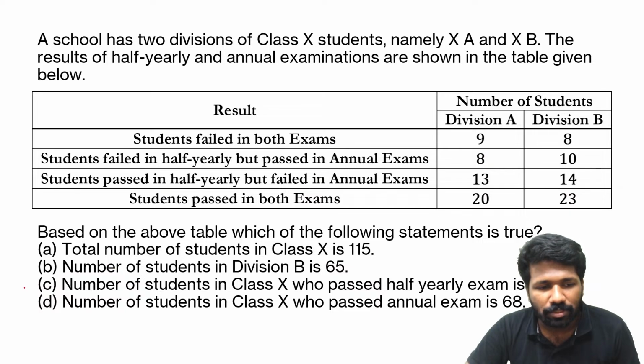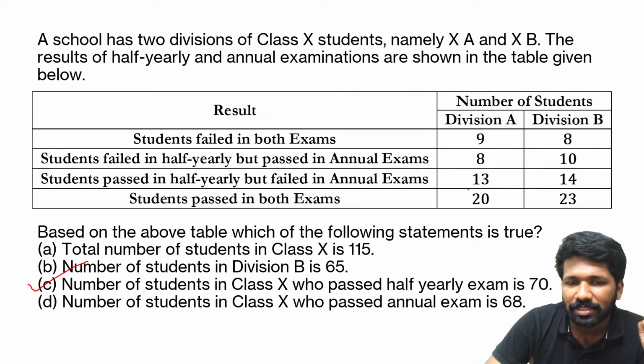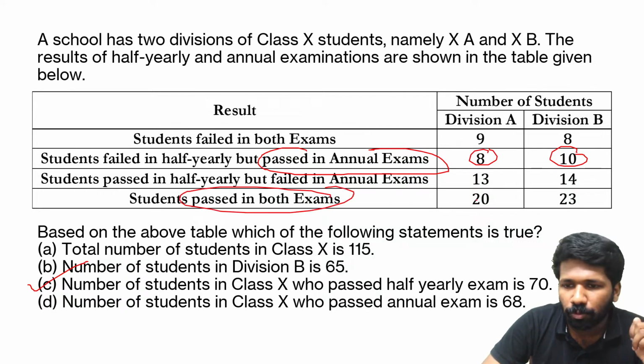But let us analyze option D also. Number of students in class 10 who passed the annual exam. Passed the annual exam means passed in annual exam only, that group also we need. Passed in both exams, that group also we need. So adding these you will get it.